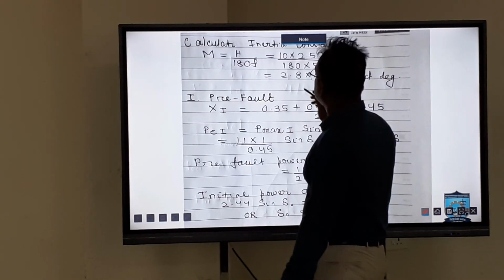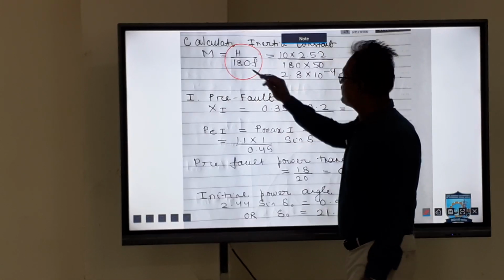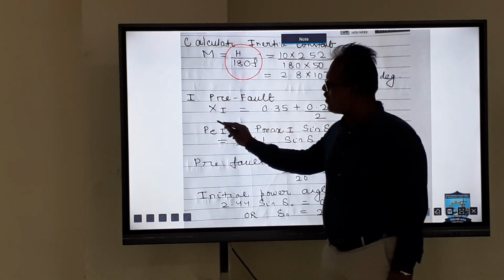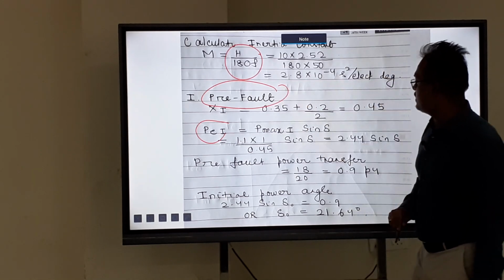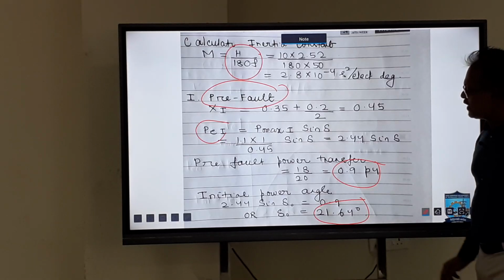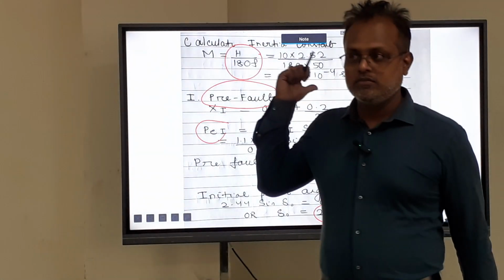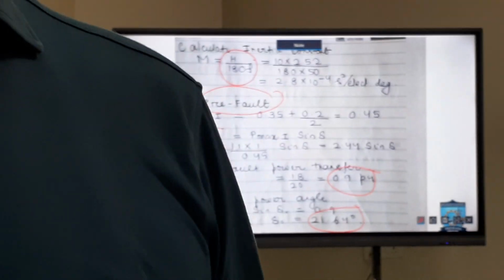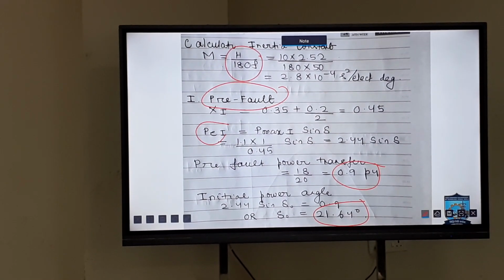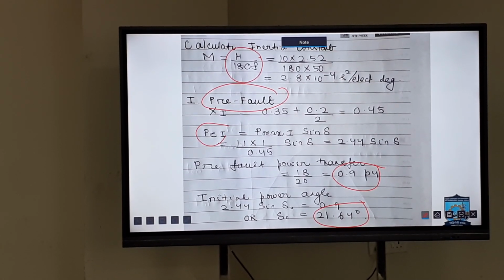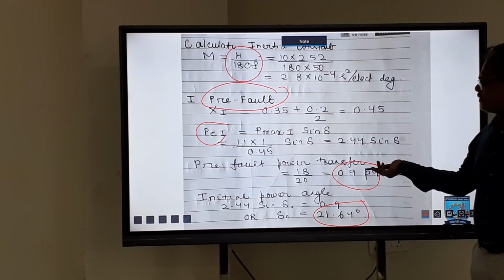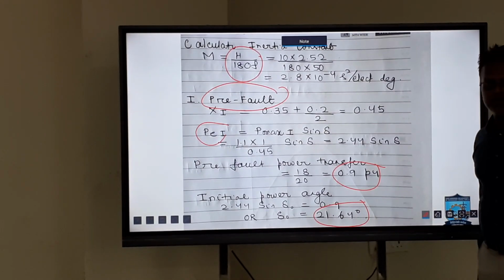So we start with calculating M. The H value is given. And this is the power before the fault, pre-fault. So we are discussing pre-fault first. Pre-fault power is 0.9 per unit, and we calculated the pre-fault delta as 21.64 degrees. Write it down. Any doubt here? This is our starting point.